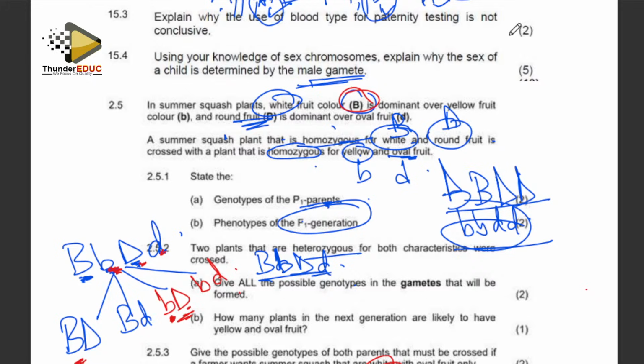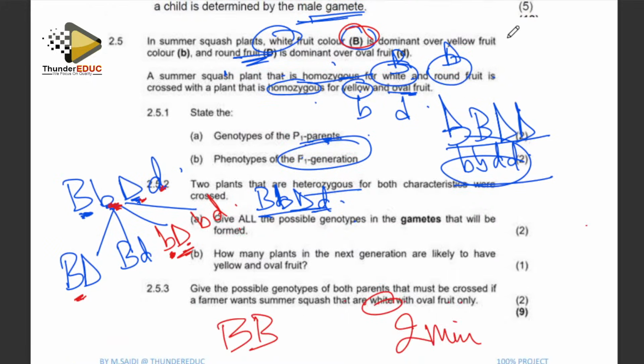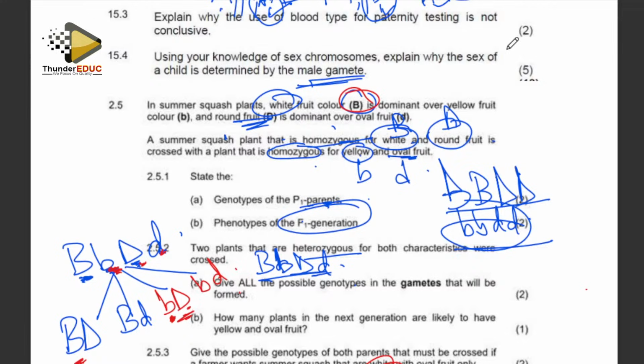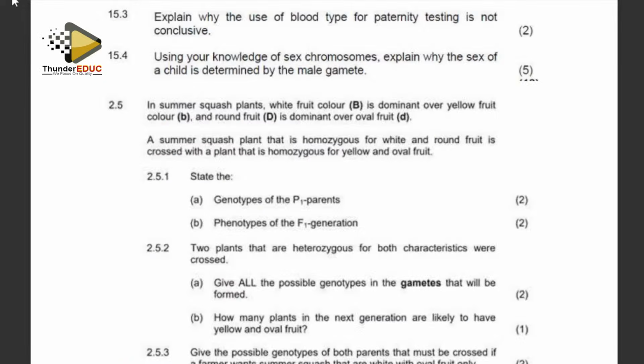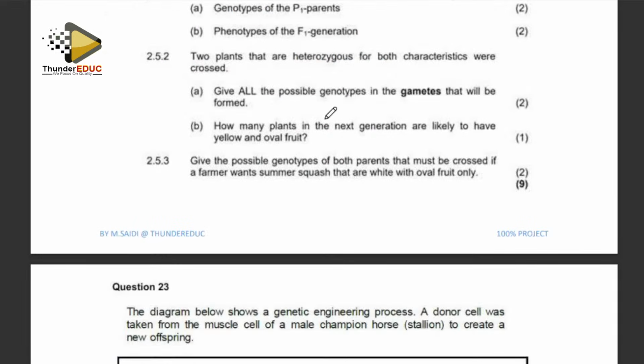Oval is recessive, yes? Yeah, they said white is dominant here, capital B, and oval is recessive, small d. So what they want here is white, which is capital B, and oval, which is small d.